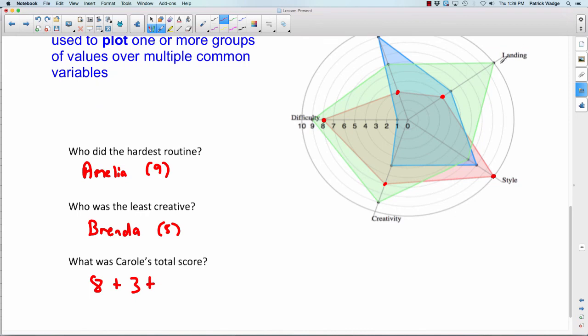Plus, for her landing, again, didn't do the greatest. She's in here, and that is at a 4, I think. 1, 2, 3, 4. Yep, a 4. For style, I mean, she aced it. She's right at the outer circle, which is a 10. And for creativity, she is a 7. So we're going to add them all up. 11, 15, 25, 32. She gets 32. Oh, don't you want to know who won?